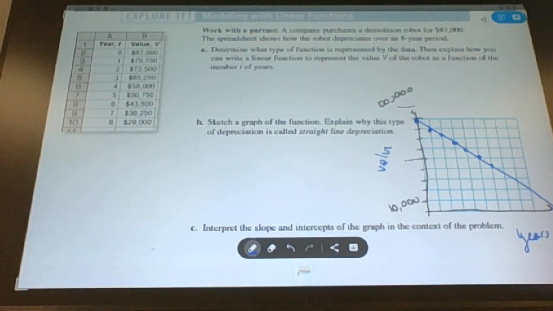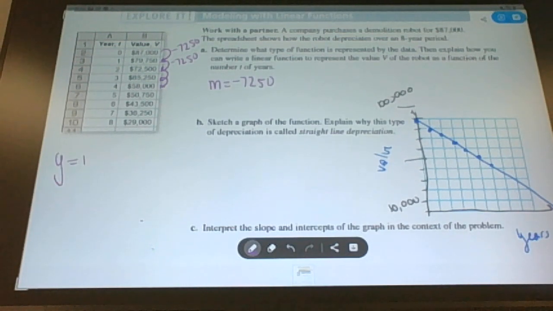Did anybody figure out slope? Yeah, what'd you do? Yes, it was consistent. How much was it decreasing every year? Good job, you guys. Every year it's going down 7,250, and that would be the slope.